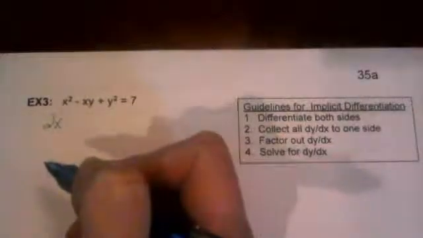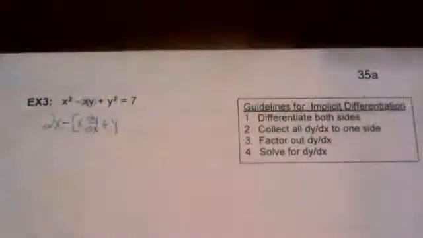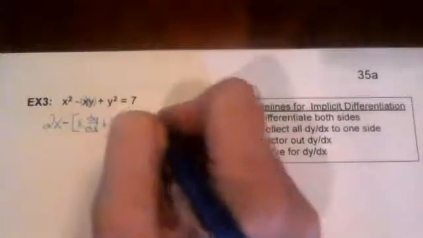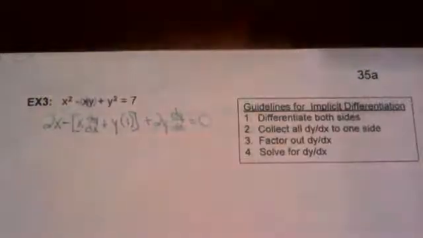We're going to have the derivative of x squared just be 2x. And then here, we're going to have a product rule. So we have minus the first times the derivative of the second. The derivative of y is a dy dx. Plus the second, y times the derivative of x, which is just 1, plus 2y dy dx equals 0. Don't forget to take the derivative of the 7 as well.